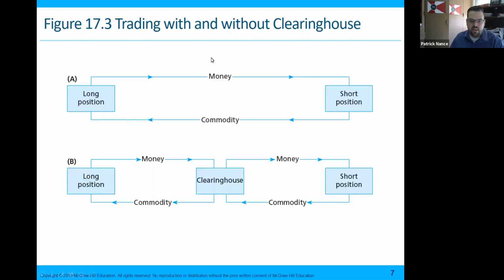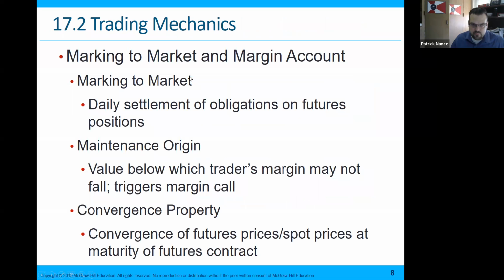All right, trading with and without a clearinghouse. This is how the positions would be if I don't use the clearinghouse at all. It's just directly between the one who's offering the contract and the one who is promising the delivery of the commodity. Whereas if we have a clearinghouse, the money never actually needs to reach the short or long position directly. You deal with the clearinghouse. The good thing about that is that delivery is unlikely to actually be made; it's more a buying and selling of contracts and future prices.